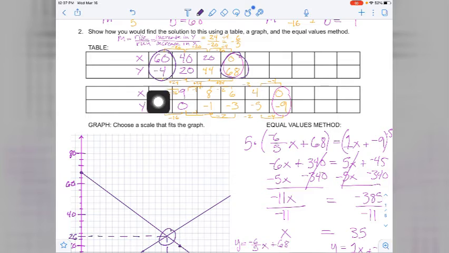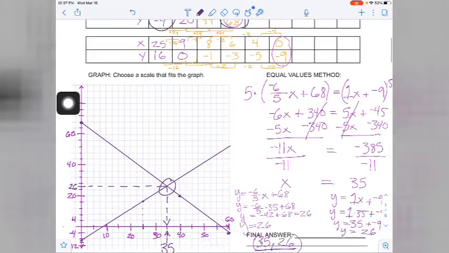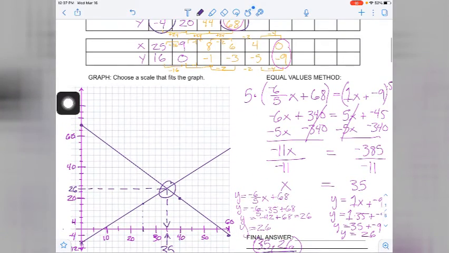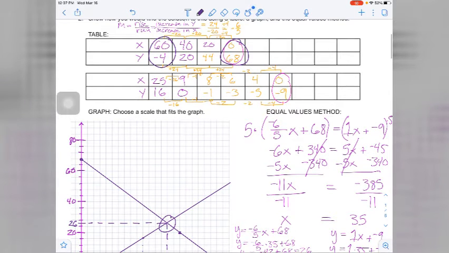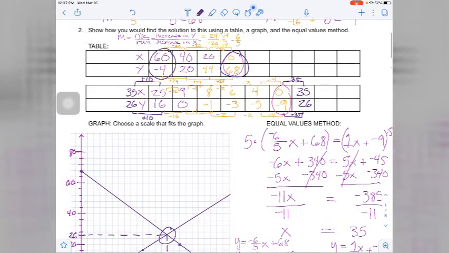So I see 25 here, and I see 25 there, and I know that if I go up 10 plus 10, this will become 35, and this will go up 10 and become 26. So that is definitely a point on my line that matches. Right, if I did plus 35, this should be plus 35. So that proves that that is a match on my line.